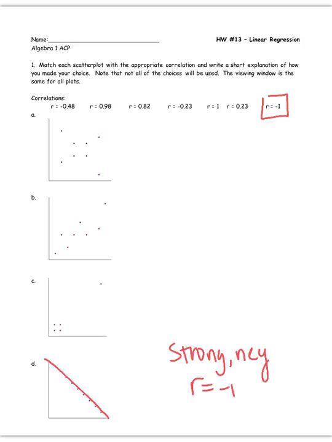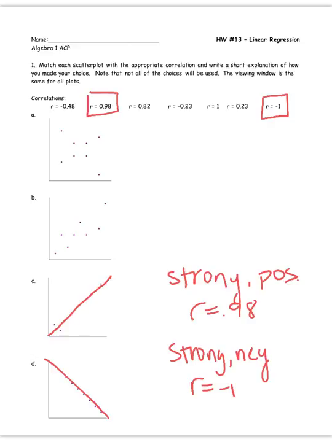Let's do C next. So if I were to try to draw a line through these points, I could get a straight line through 3 of the points. 2 of them are a little bit off, but the other 3 go directly linear. So that looks like a strong correlation as well, but that's a positive slope. So we're going to look for a strong positive correlation. That means I'm going to be looking for a number that is close to 1. So I'm going to choose that R equals 0.98. That's very close to 1, and we have a very strong positive correlation.